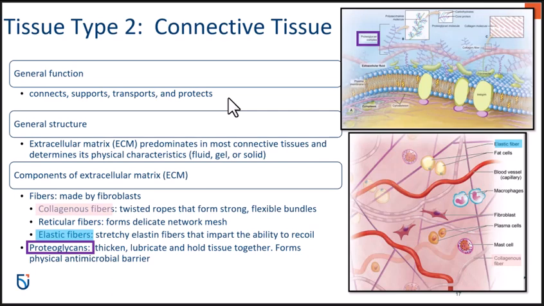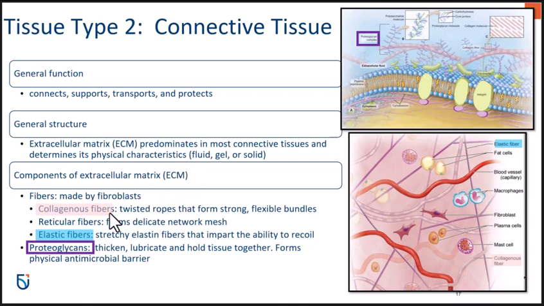And connective tissue consists predominantly of the extracellular matrix. So there's not a whole lot of cells. It's primarily that extracellular matrix. And depending on its constituents, it might be more fluid, more gel, or more solid. And we'll look at different examples coming up.